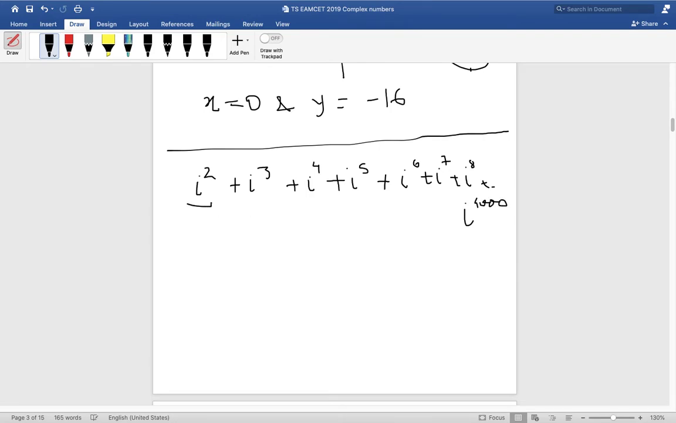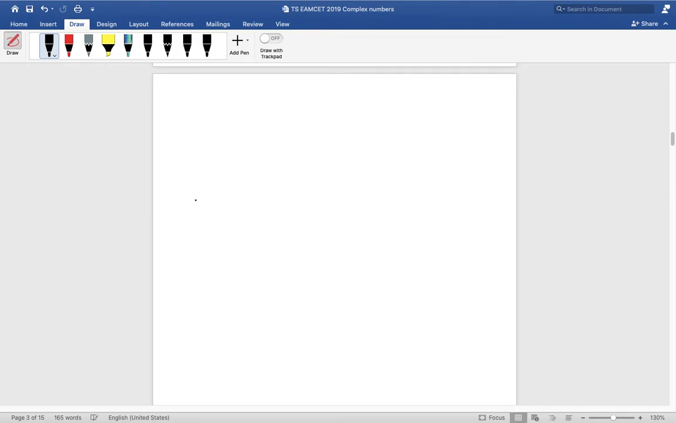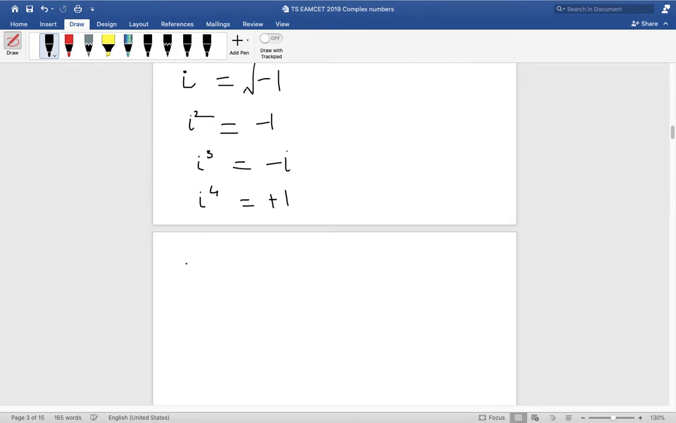So iota or i is the square root of minus 1. That is, the square root of minus 1 is represented by iota. So iota square will be what? Minus 1. And iota cube will be what? This multiplied with iota, so minus iota. And iota raised to the power 4 will be plus 1. So your series is like this.